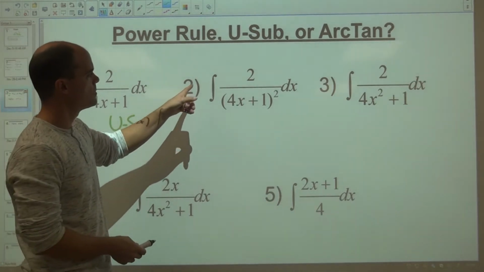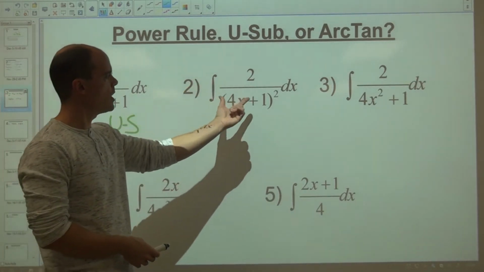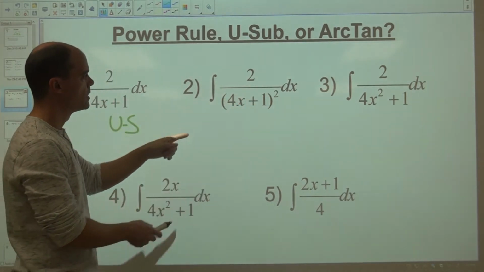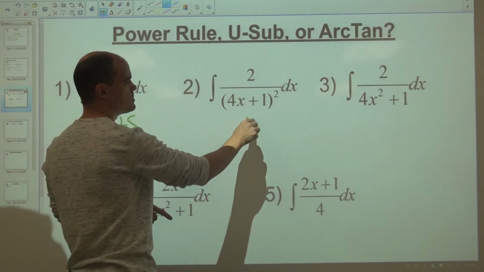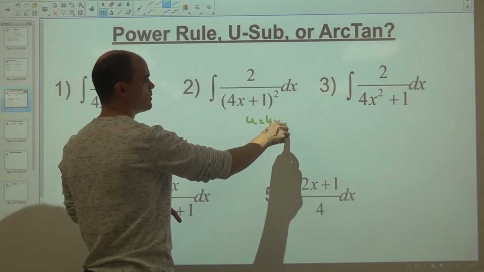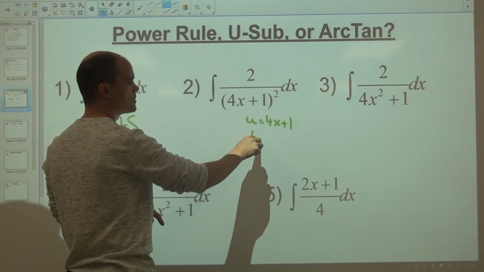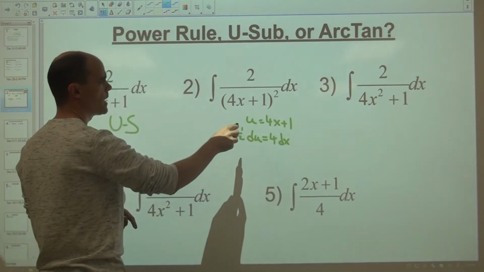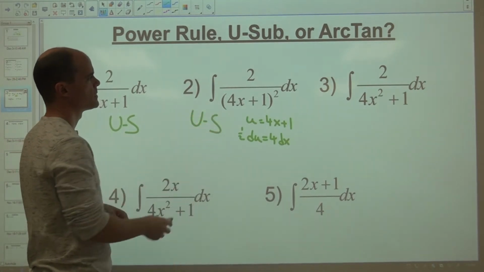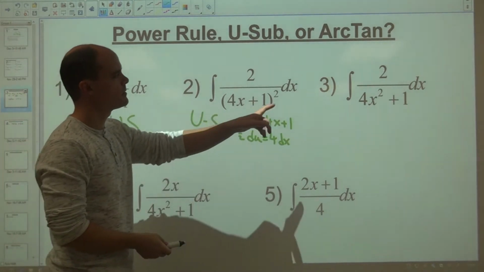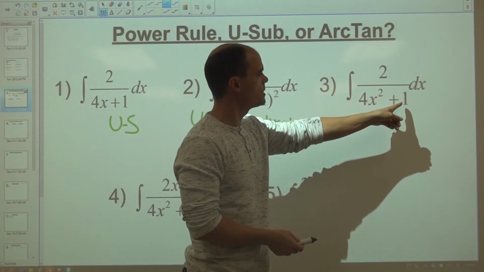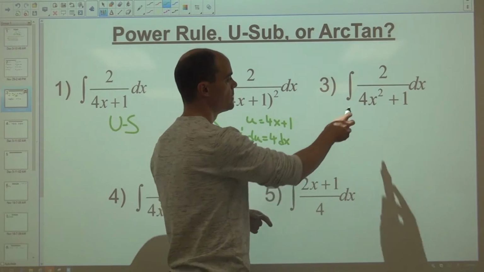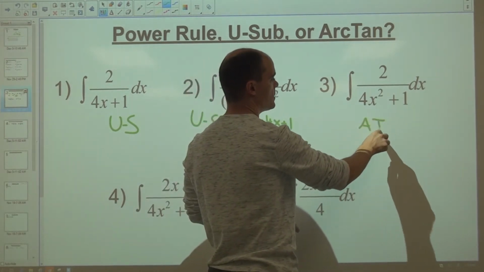Number 2, this one looks deceptive, but this is a quantity squared, not just x squared. So I could let this be u, in which case du would still be 4, and I could multiply by a half, and this would end up being a u sub again. So that works out fine. Here's the addition of plus 1. This is a constant, and only this term is squared. This is an inverse tangent. This is an arctangent.